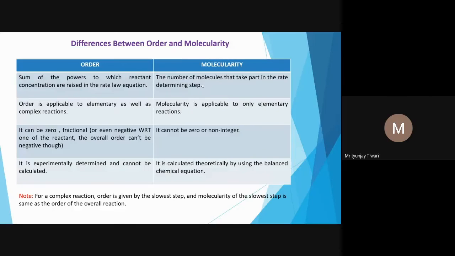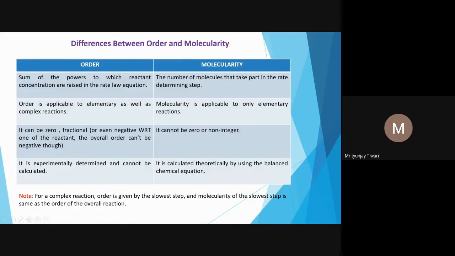However, in complex reactions which happen in many steps, the rate determining step means the step having the highest barrier. The molecularity is the number of molecules that take part in that particular step. So the order is applicable to elementary as well as complex reactions. However, molecularity is defined only for elementary reactions.